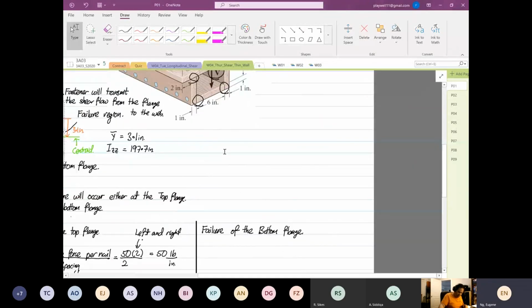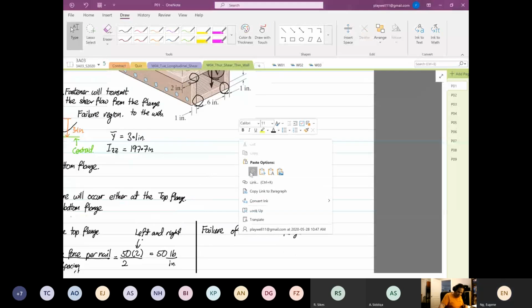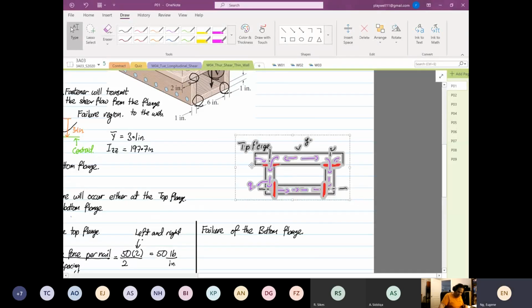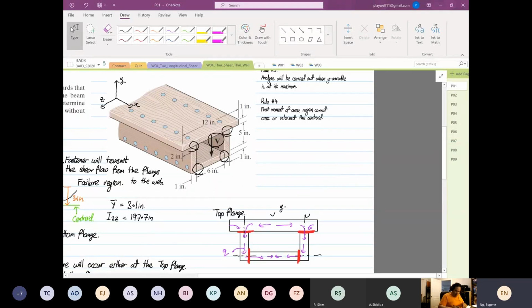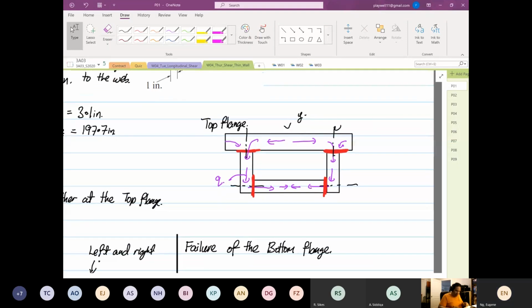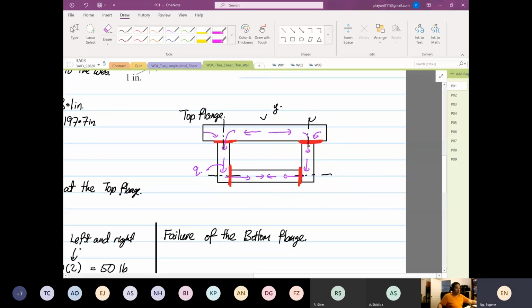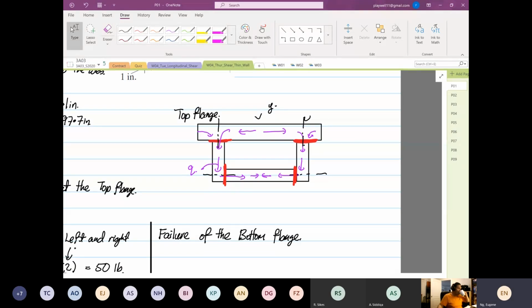So I'm going to do this here. Now, can someone tell me what is the first moment of area that we're going to take? Anyone? Are you all there?